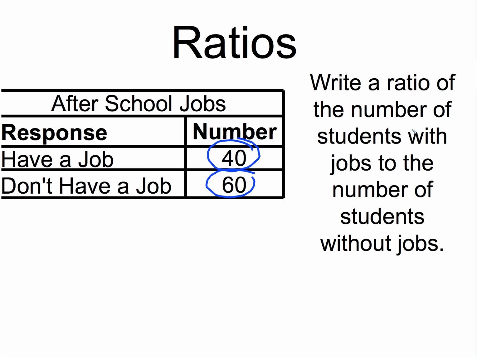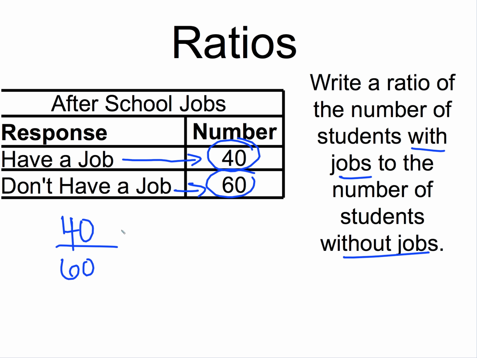So it says write a ratio of the number of students with jobs to the number of students without jobs. When you're doing a ratio, you have to make sure that the order stated in the question is the way that you state it in your answer. So here they want the number of students with jobs. So the number of students that have a job is 40 to the number of students without jobs. Well, the number of students that don't have a job is 60. So I'll write it as a fraction, 40 to 60. Very important that it's in the correct order.